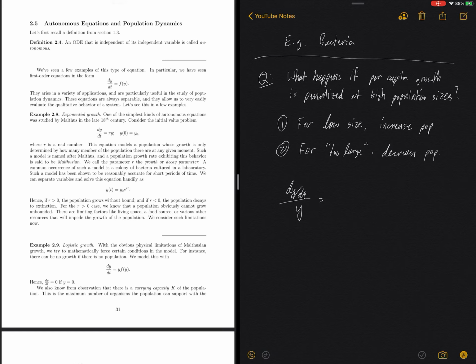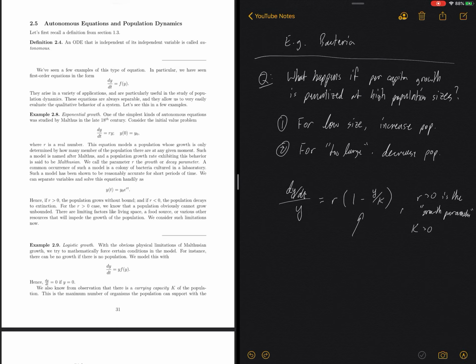So this can be modeled very easily with the idea that your per capita growth, dy/dt per y, should be capped at a certain size. We're going to say that this is proportional to r times (1 minus y over k). And these constants, let me explain. r is the same as before. r greater than 0 is the growth parameter. It's the same guy from before.